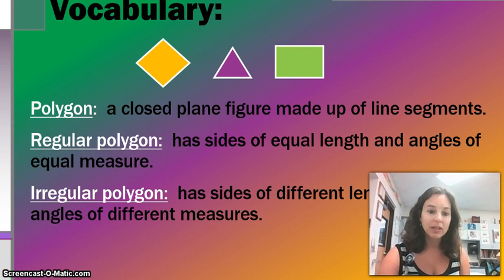Then we have irregular polygons, and they have sides of different lengths and angles of different measures. So here, even though all of the sides are the same length, these angles are different measured angles, so this is an irregular polygon. And here, even though the angles are all 90 degrees, square angles, this side and this side are shorter than this side and this side, so this is an irregular polygon. Write all of these vocabulary words down and their definitions. Pause this video, and when you have all of this written down, you can play the video again and we'll move on.